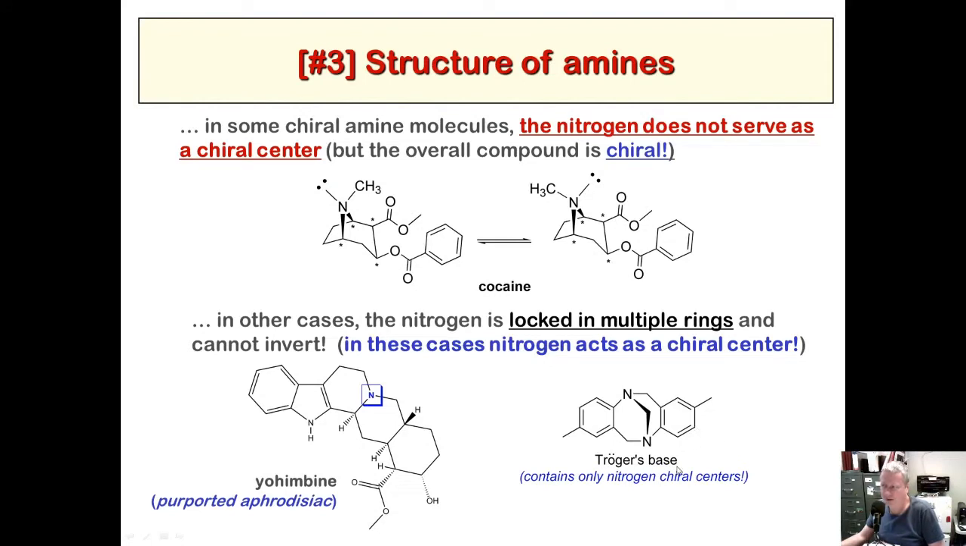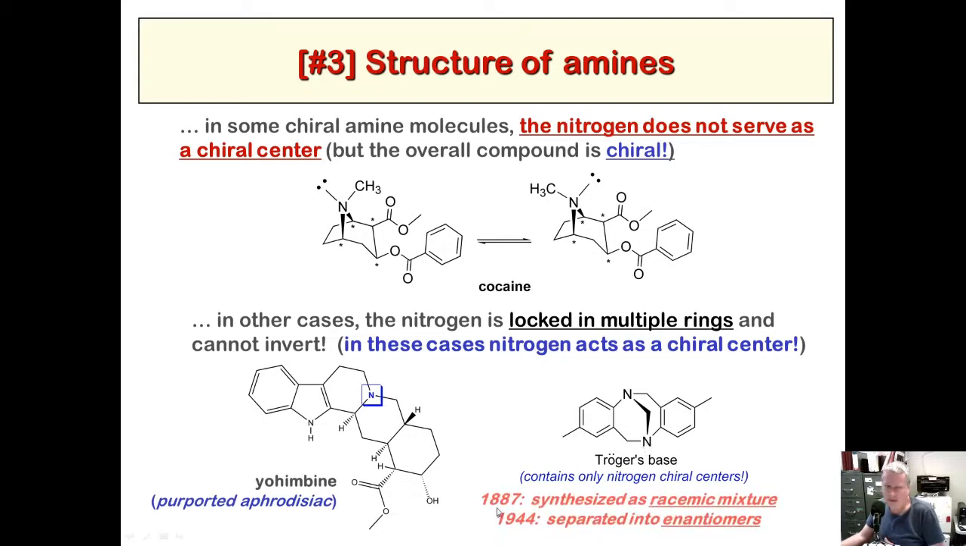It's called Troger's base. There's no carbon chiral centers, right? No carbon chiral centers, like the way yohimbine or cocaine has carbon chiral centers. But it does have a pair of nitrogens. It's got this CH2 thing, which could be pointing towards us or pointing away, and this can actually be isolated as enantiomers, which are the single non-superimposable mirror images, right? Enantiomer.